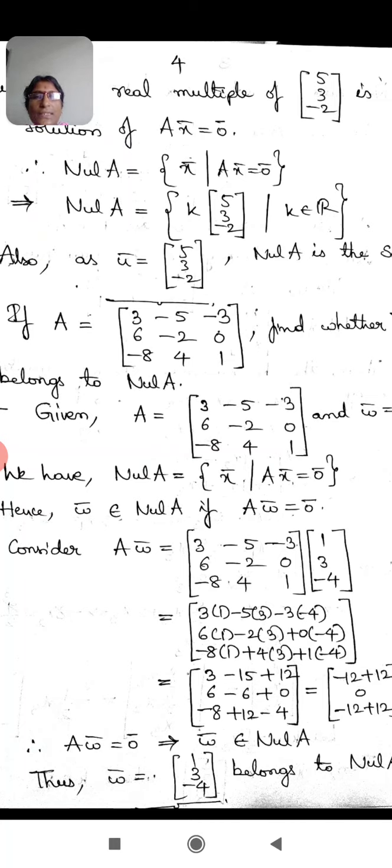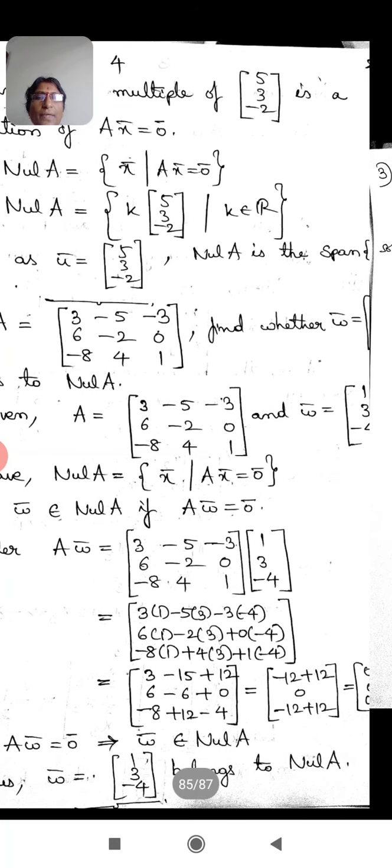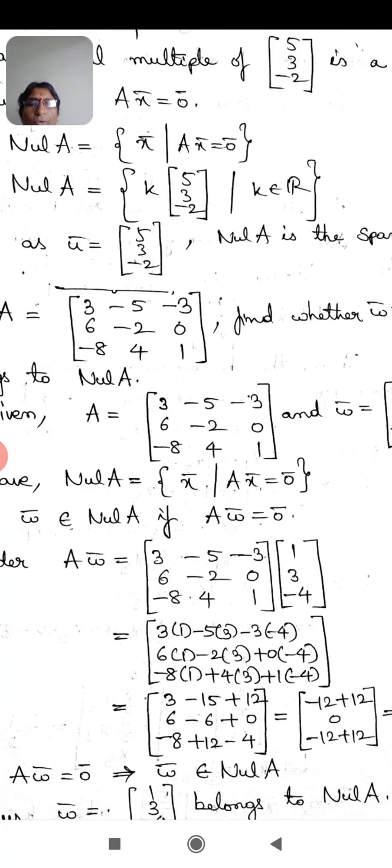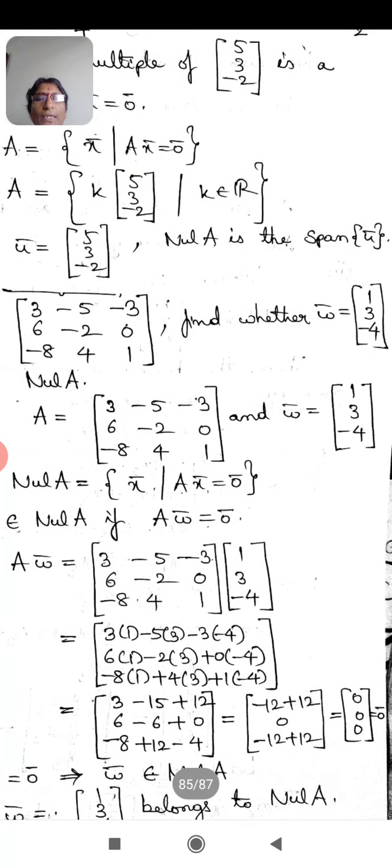And we can see it is 3 minus 15 plus 12, and the second row is 6 minus 6 plus 0, then minus 8 plus 12 minus 4 are the values obtained by calculating the above 3 rows. Now it simplifies to minus 12 plus 12, which is 0, and the third row element is also minus 12 plus 12. Then that gives us the 0 vector, 0 0 0. So that is how AW bar is equal to 0 bar.